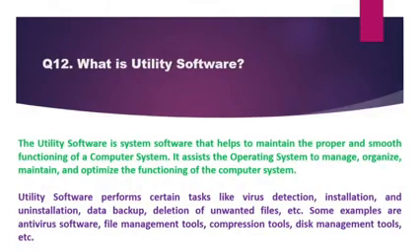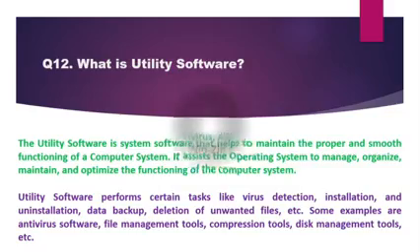What is utility software? Utility software is a system software that helps to maintain the proper and smooth functioning of the computer system. It assists the operating system to manage, organize, maintain, and optimize the functioning of the computer system. Utility software performs certain tasks like virus detection, installation, uninstallation, data backup, deletion of unwanted files, etc. Some examples are antivirus software, file management tools, compression tools, disk management tools, etc.